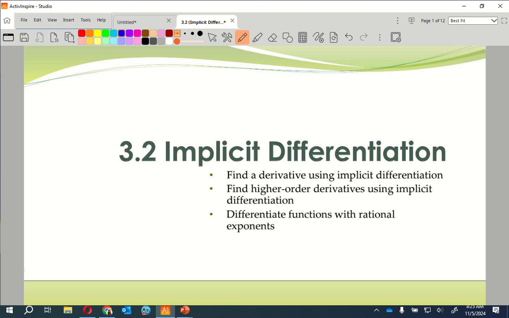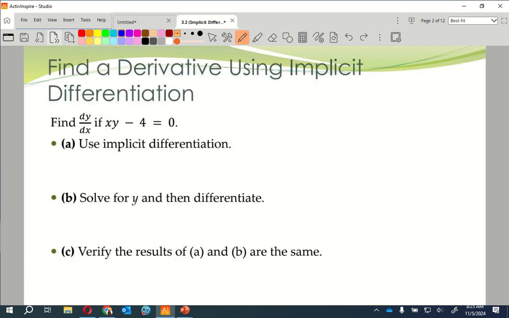All right. Okay, implicit differentiation. Like I said, I prefer the Leibniz notation when we're doing this, because that's the one that actually makes a little bit better sense and it's easier to identify. All right. Find dy/dx of x times y minus 4 equals 0.